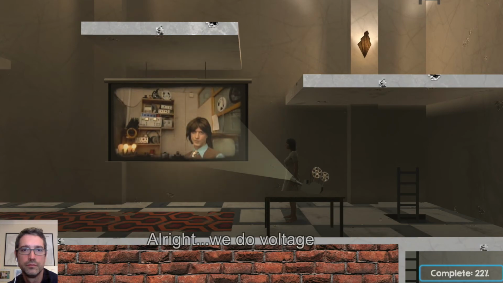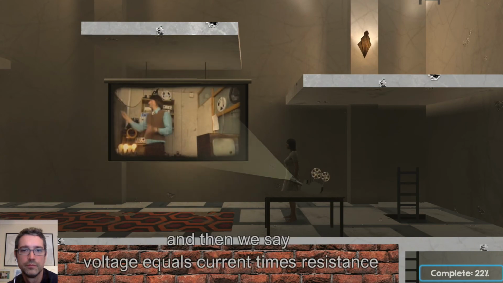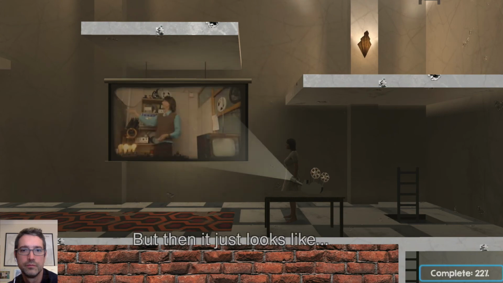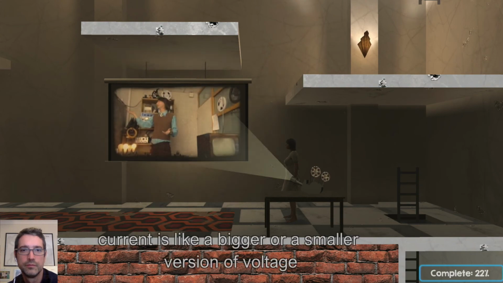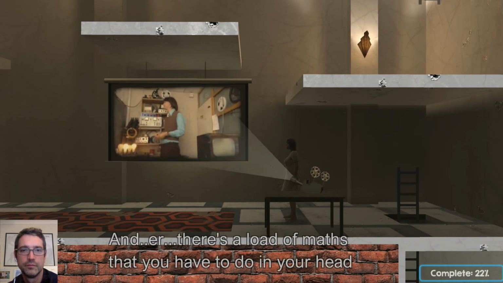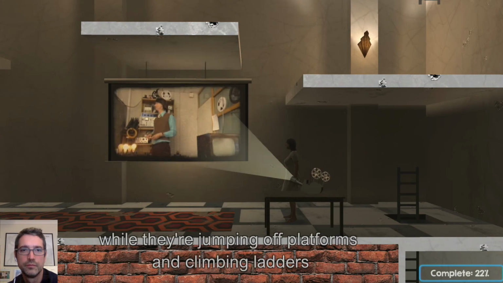All right, we do voltage. Everybody does voltage first. And then we say voltage equals current times resistance. But then it just looks like current is like a bigger or a smaller version of voltage, which isn't right. And there's a load of maths that you have to do in your head. We can't have people solving equations while they're jumping off platforms and climbing ladders.